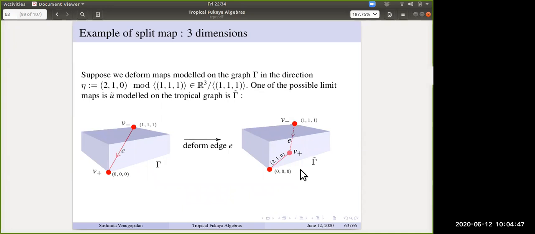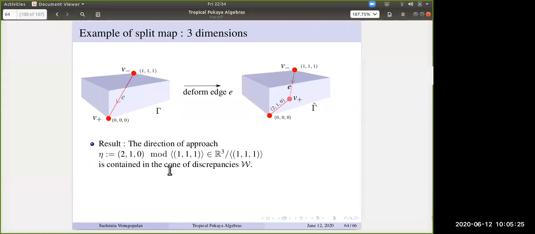So making it more complicated, moving on to 3 dimensions. Now the cones we are talking about are no longer one dimensional. We are talking about 2-dimensional cones because this is going to be 3 dimensions modded out by one of the directions. So suppose we deform maps which are modeled on the graph gamma, and we carry out the deformation in the direction 2, 1, 0. I claim that this is a possible limit tropical graph that you can get. The reason is that the direction of approach is always contained in the cone of discrepancy. Since I deformed in the direction 2, 1, 0, the discrepancy here contains the 2, 1, 0 ray. So this is a possible graph that I can get.